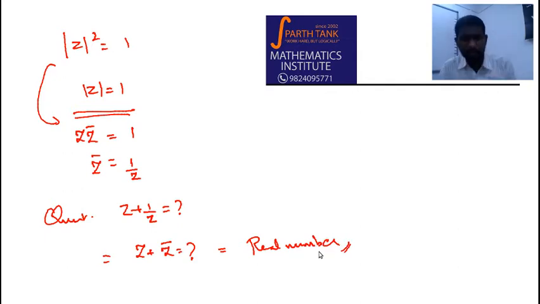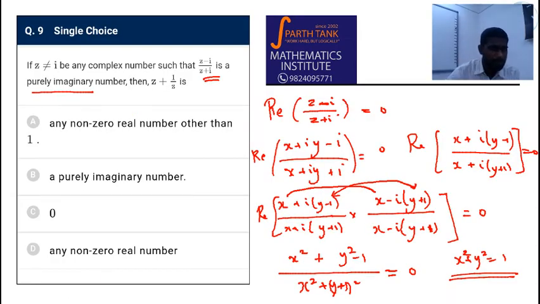Now z plus z bar we know is always a real number. That much we can say. The imaginary part will always be 0. A number and its conjugate, if you add, you get only the real part, 2 times the real part. Therefore it is a real number. So any non-zero real number is the answer.